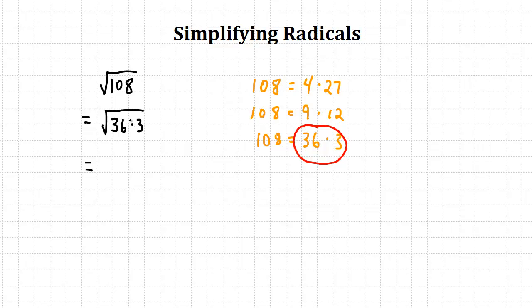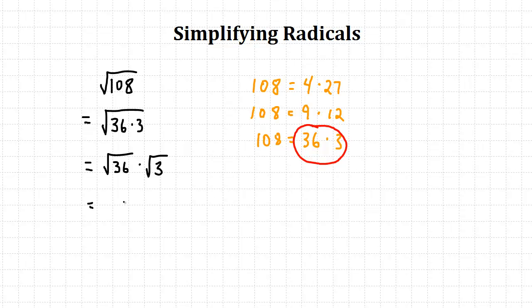Now, once I have a product under a square root sign, I can rewrite that expression as the product of 2 square roots. So the square root of 36 times 3 is the same as the square root of 36 times the square root of 3. How does that help us? Well, now we've isolated a perfect square underneath a square root sign.